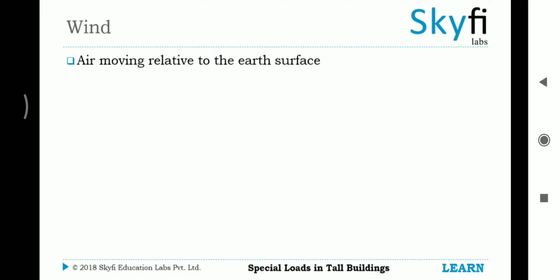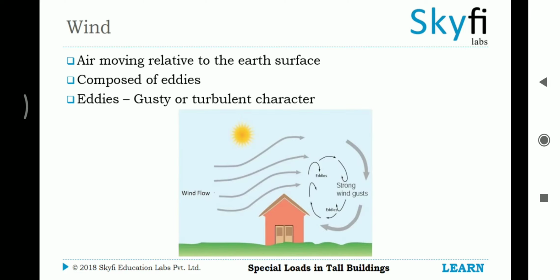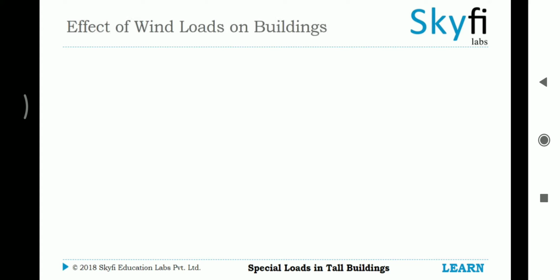Wind refers to the movement of air relative to the surface of the earth. Wind, being a fluid, is composed of circular eddies of varying sizes and rotational characteristics. These eddies give a gusty or turbulent character to the wind, which causes significant effects on the objects that come in its way. So what if this wind encounters a building in its path?